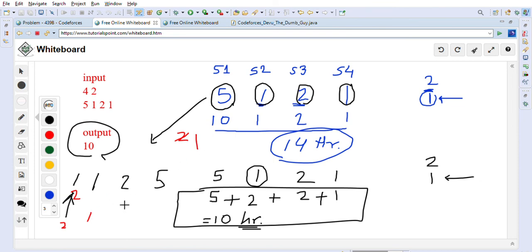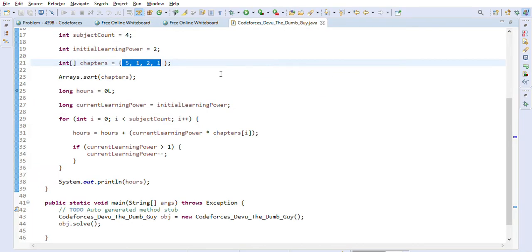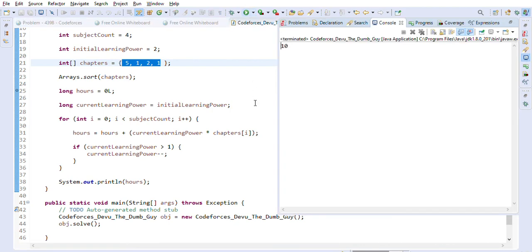So 2 into 1 is 2, and 5 into 1 is 5. If you calculate the total: 2 plus 1 is 3, plus 2 is 5, 5 plus 5 is 10. So that's why the total is 10, right? So 10 is the answer. Let's go ahead and execute our code snippet. So 10 is the correct answer, as you can see.